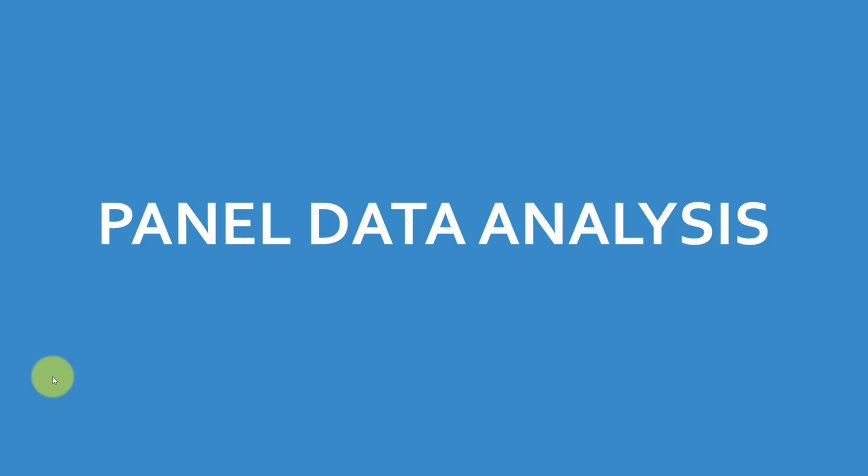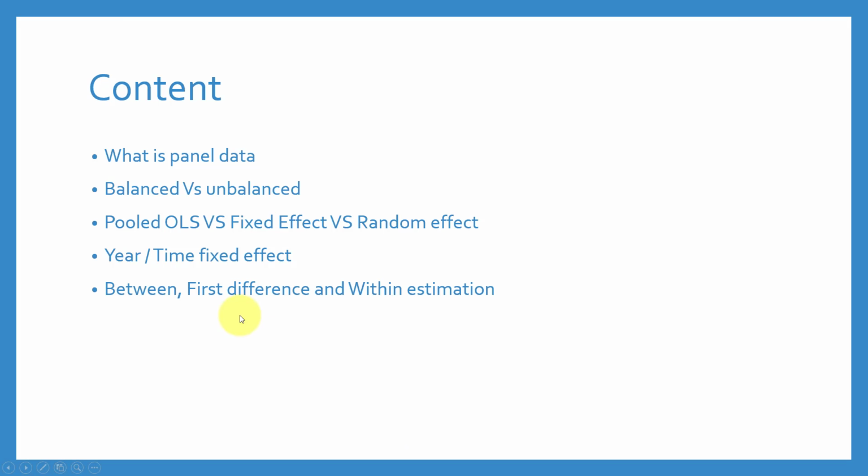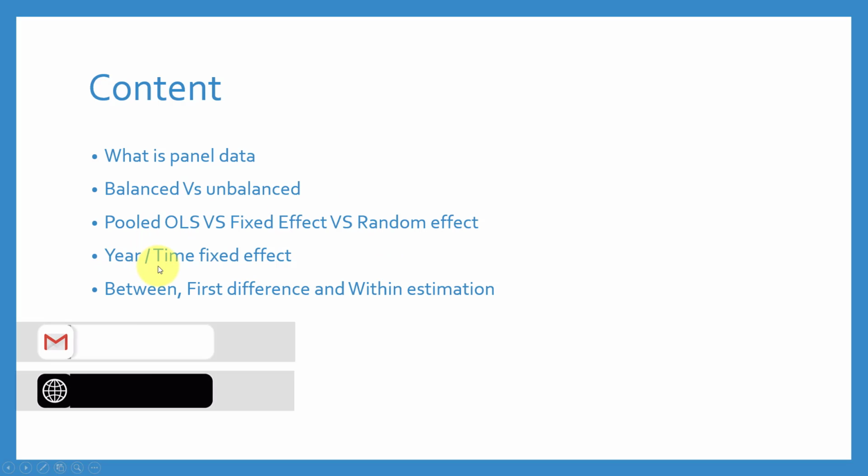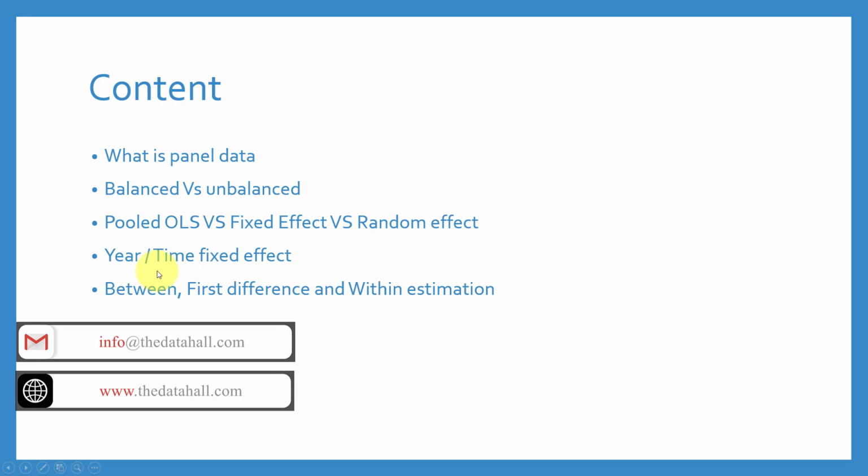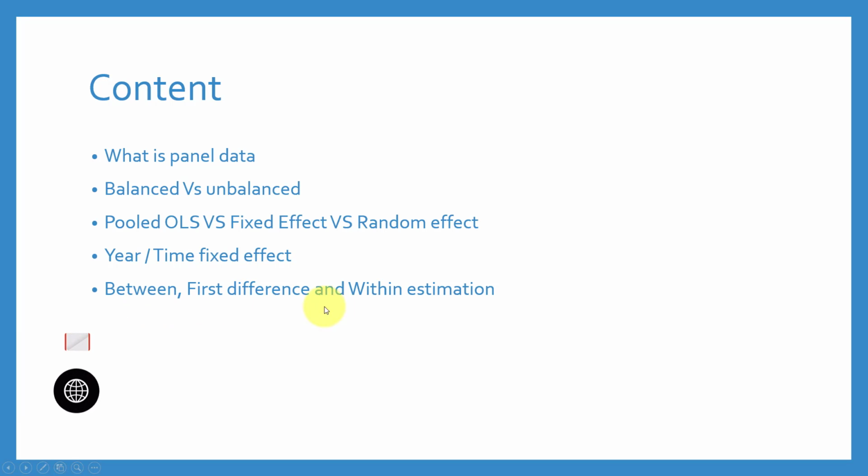So what we are going to cover in these videos is that we are going to understand what is panel data analysis, what is the difference between balanced and unbalanced panel data, and then we are going to discuss the difference between pooled OLS, fixed effect, and random effect. Then there is an important topic of time or year dummy fixed effect, or time fixed effect. That is what we are going to also discuss. And lastly, we are going to look into some of the other panel data techniques, that is between estimation, first difference estimation, and within estimation. So let's start our topic.